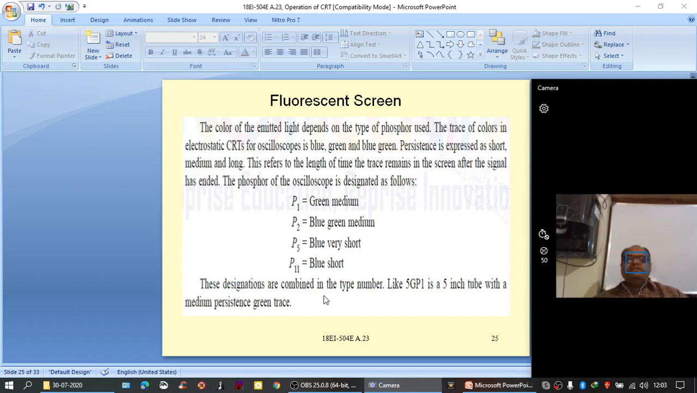These designations are combined in the type number like 5G1, which indicates that it is a 5-inch tube with a green luminous spot and the persistence is medium. This is how the fluorescent screens are used in CRT.